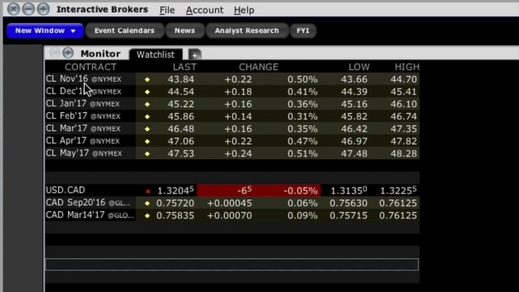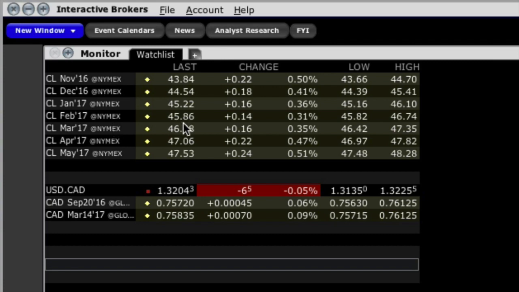You've got to close your position. It just basically closes it for you. And then it's for delivery sometime in November, but no one really takes delivery. But you can see the actual prices here. If we were going to trade futures contracts, for November delivery here we're at 43.84. But if you go all the way to May 2017, we're at 47.53. So it's not just one price. You have to pick a month, and then the month will have a price to it.